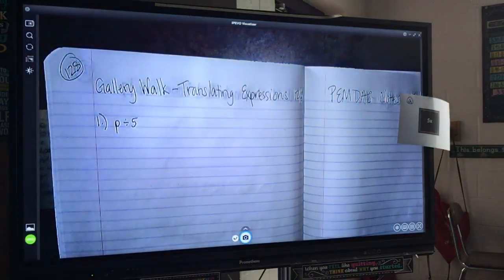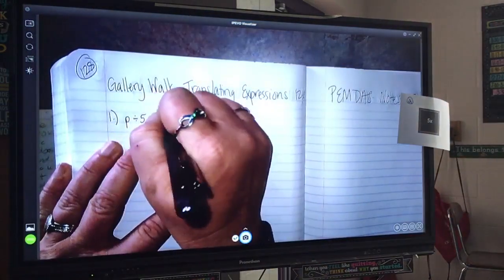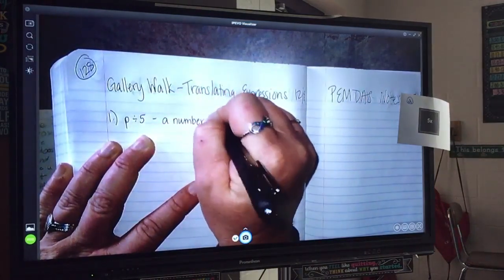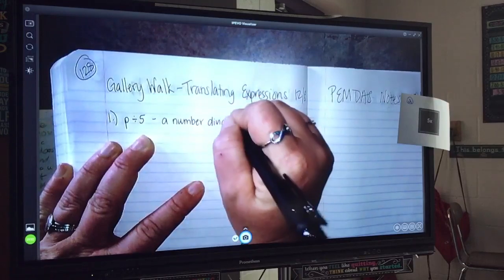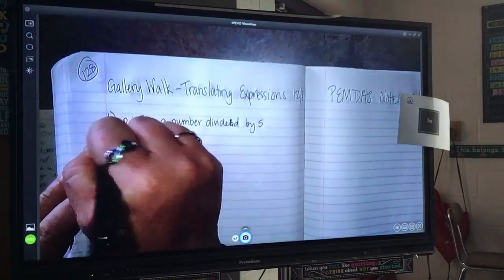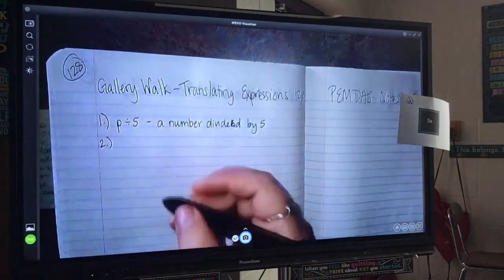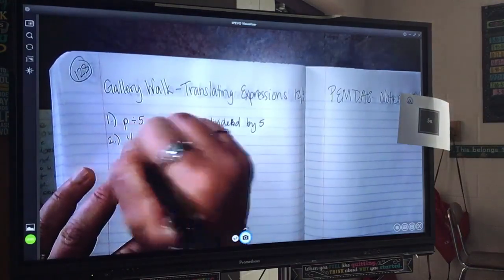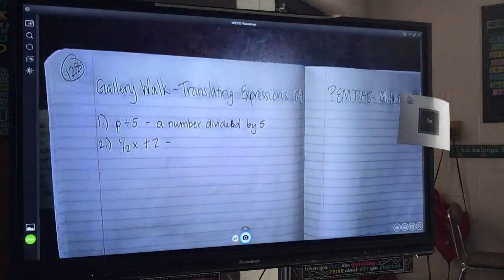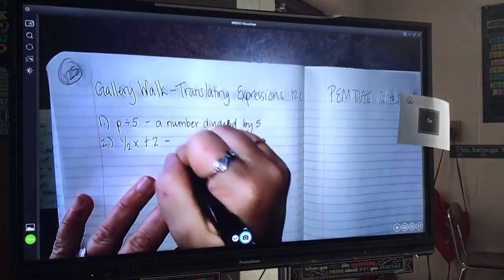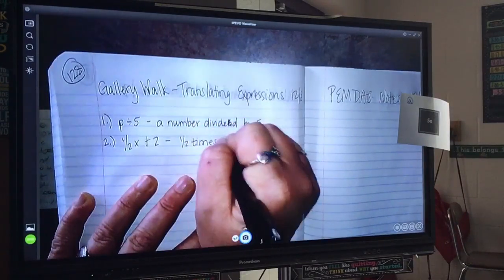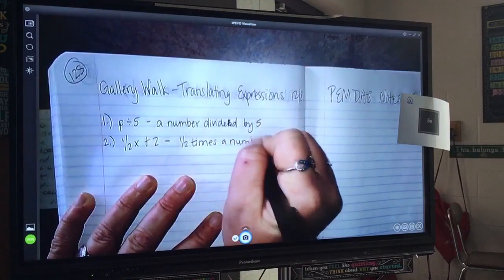A number divided by 5. Alright, number 2 was half x plus 2. So how do we write this one, Ace? Half times a number plus 2. Half times a number what? Plus 2.